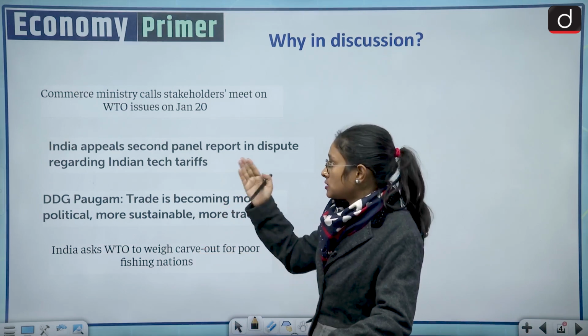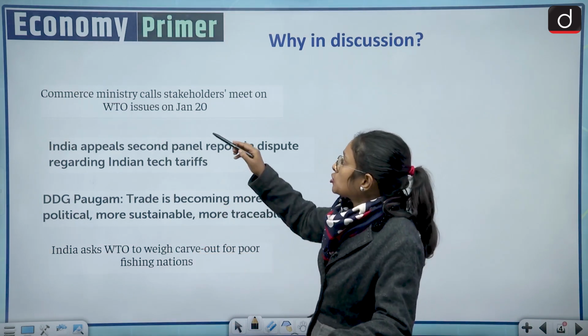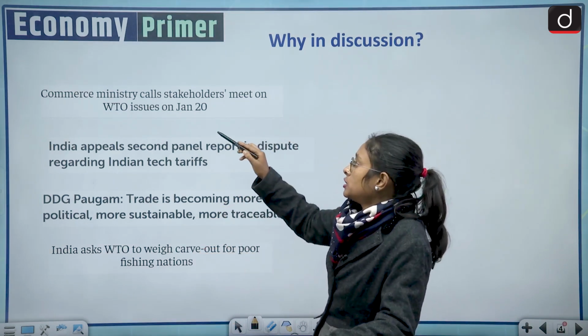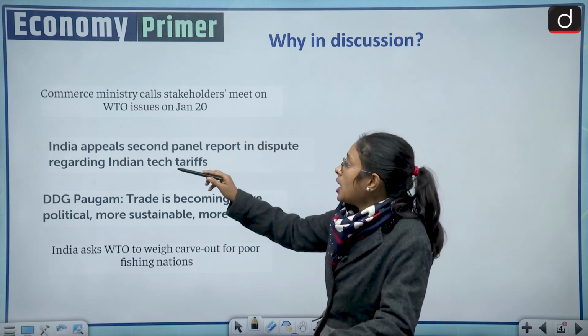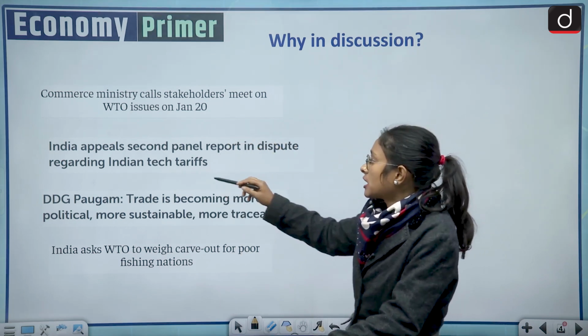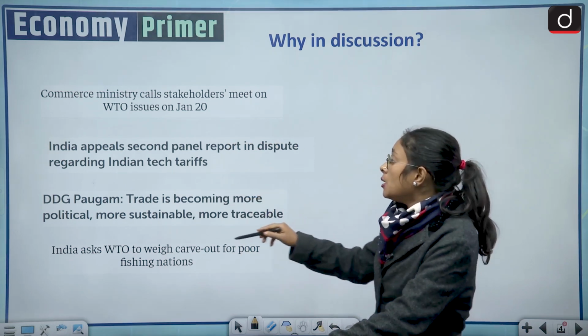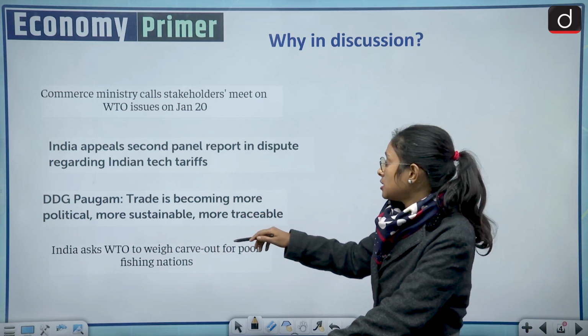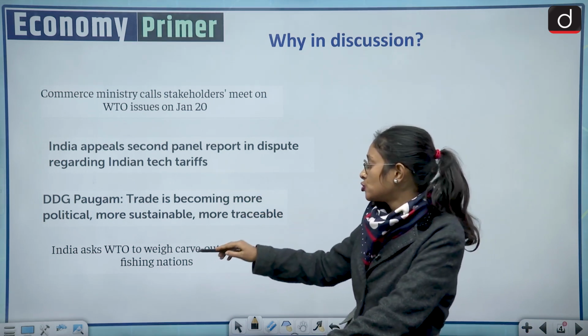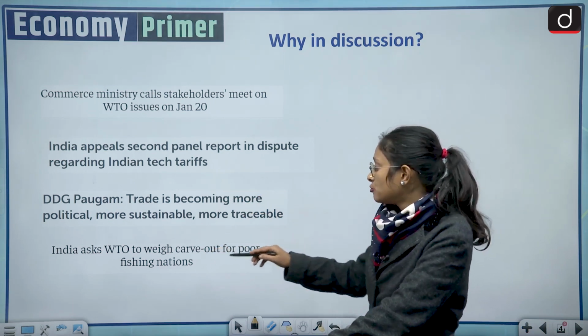So why is this topic in the discussion? Commerce Ministry calls stakeholders meet on WTO issues on Jan 20. India appeals second panel report in dispute regarding India tech tariffs. DDG: trade is becoming more political, more sustainable, more traceable. India asks WTO to carve out for poor fishing nations.